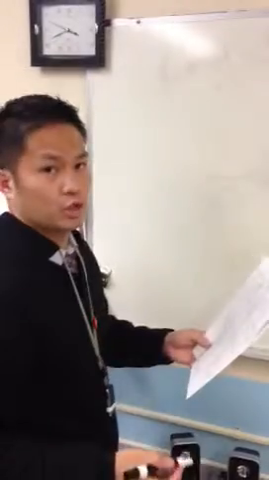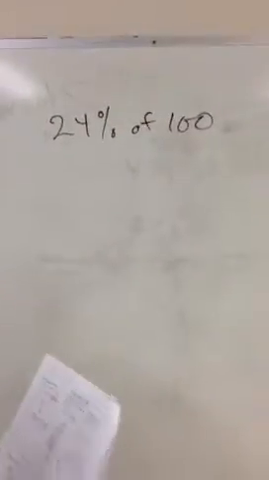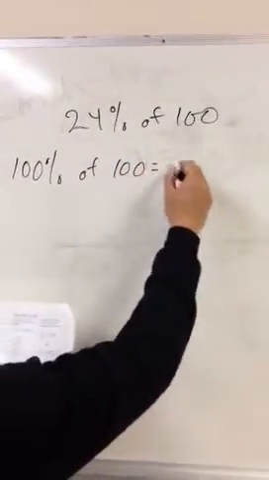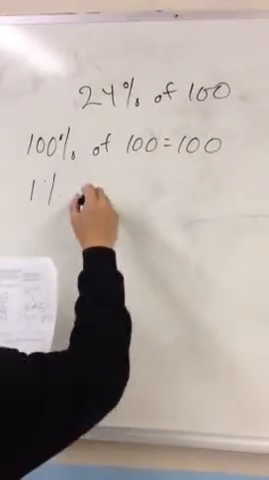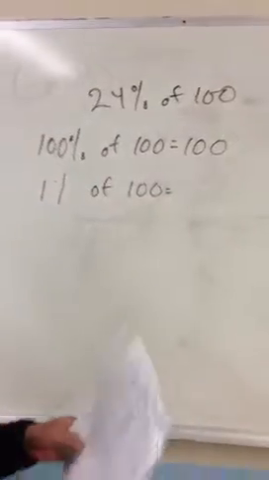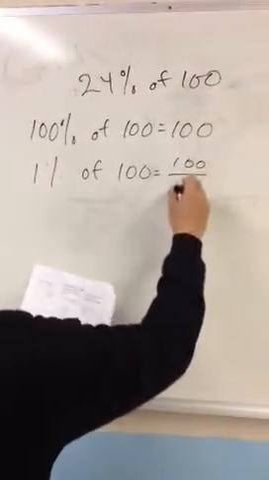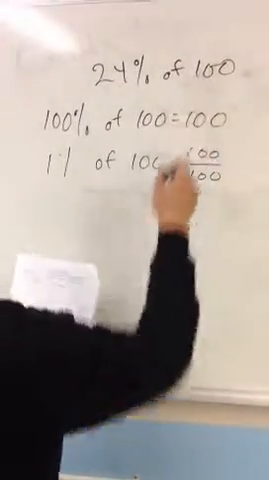The first one is called the unitary method, which is probably the preferred way that the kids should be solving this. So if I want to find 24% of 100, one thing that I know for sure is that 100% of 100 is automatically going to be 100. But then I want to know, well, what's 1% of 100? Well, to find 1% of a number, or 100 in this case, you take your amount, which is 100, and you divide it by 100. So this represents 1% of 100.